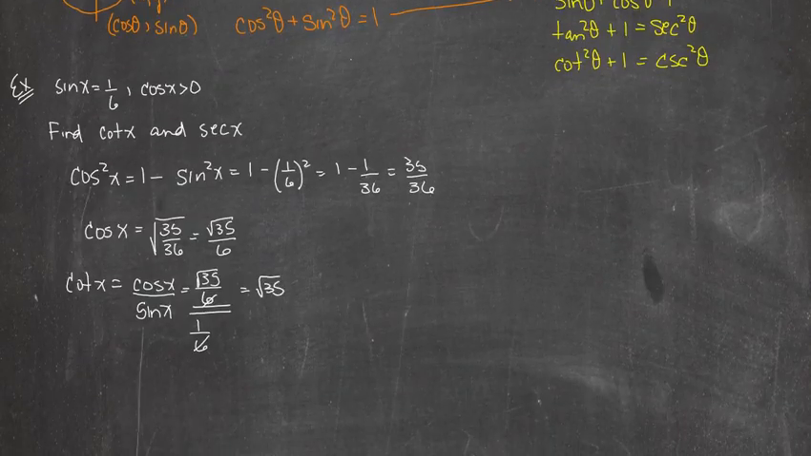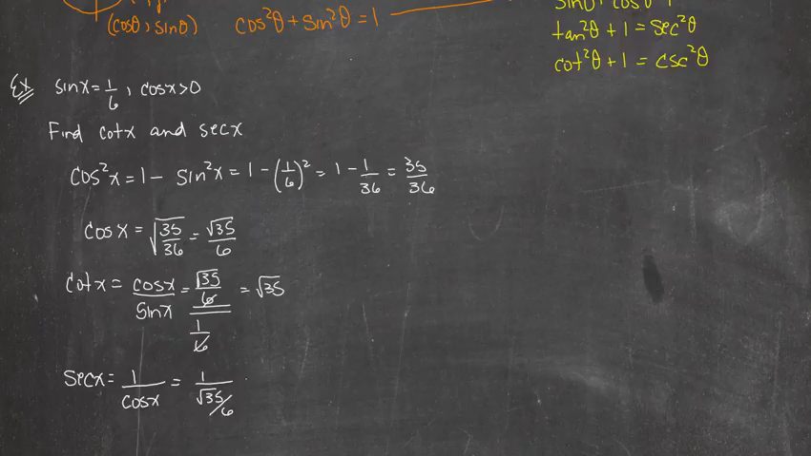And having that value makes it super easy to find secant. Secant of x is 1 over cos of x. And we found cos of x right here. So that's 1 over root 35 divided by 6, which means 6 over root 35, and rationalize the denominator, 6 root 35 over 35. And so now I have found cotangent and secant using the Pythagorean identity.